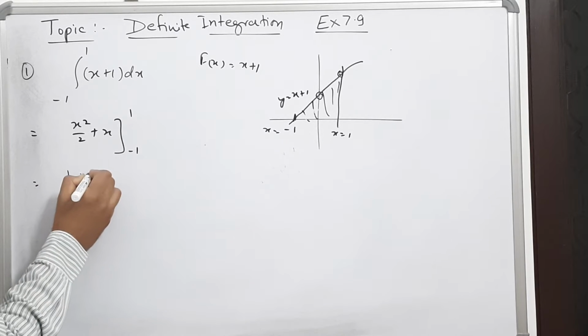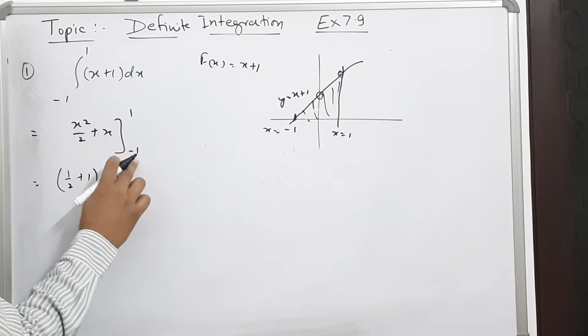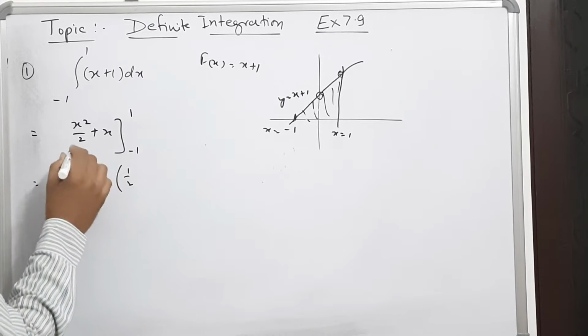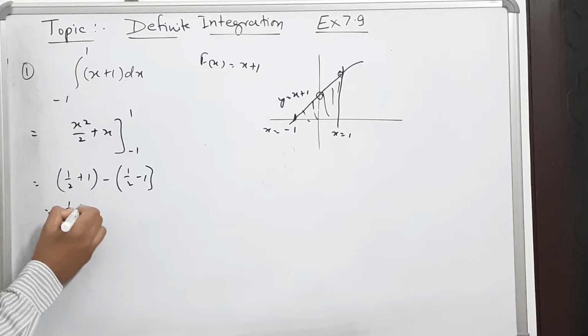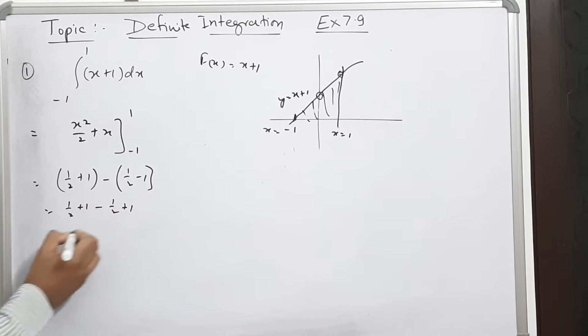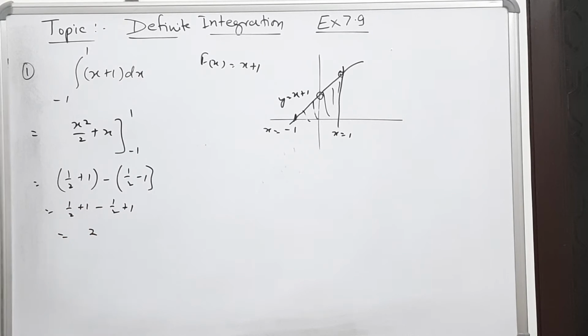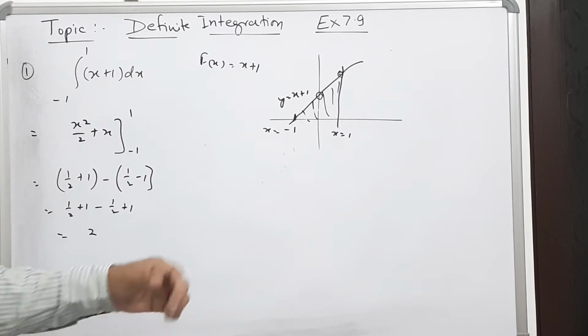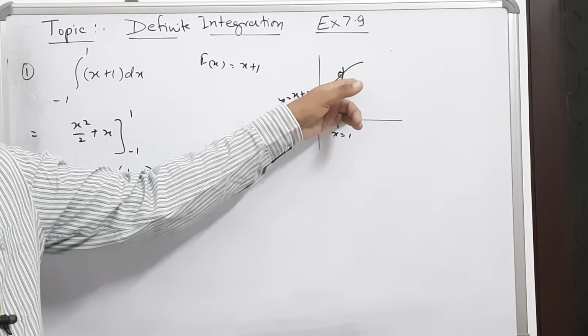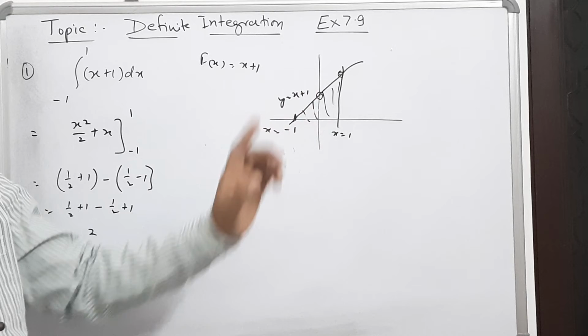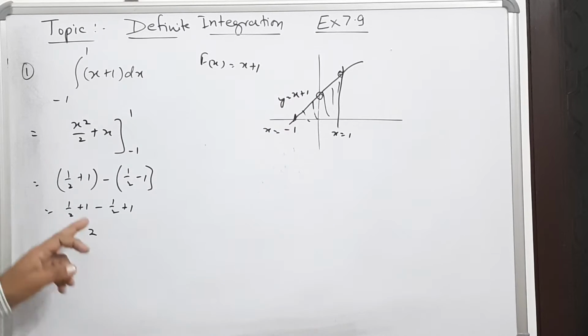By the second fundamental theorem you put the value of x as 1. So 1 by 2 plus 1, minus 1 by 2 will be again 1 by 2 and it is minus 1. So when you simplify, 1 by 2 plus 1 minus 1 by 2 plus 1, the answer is 2. So this area is 2 square units. Now otherwise also, the base is 2 and the height is 2. So 2 and 2 it is 4. So half base into height it will be again 2. So that is the geometrical meaning of this particular thing.